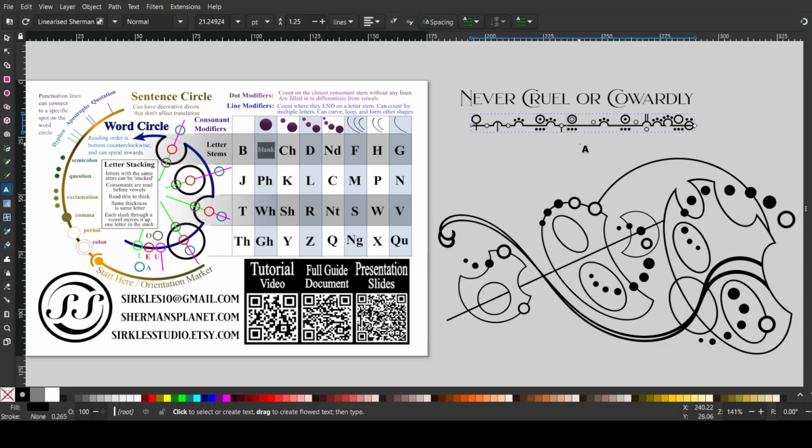And then last but not least, we have an L after the E. I can spell things. So L is here. So never, cruel, and then we have our word or, and an O is a little guy inside the word circle. So here's our word circle for the word or, and then 1, 2, 3 dots on that are, so or.